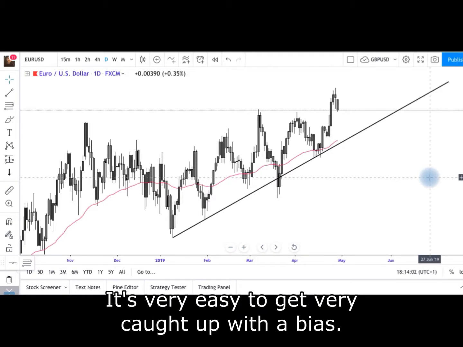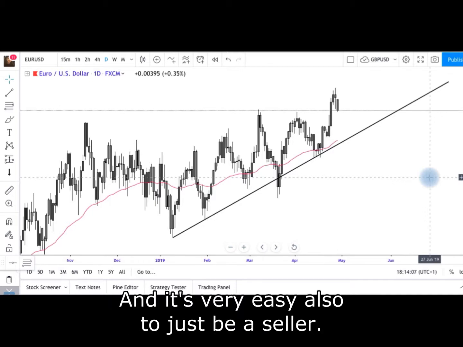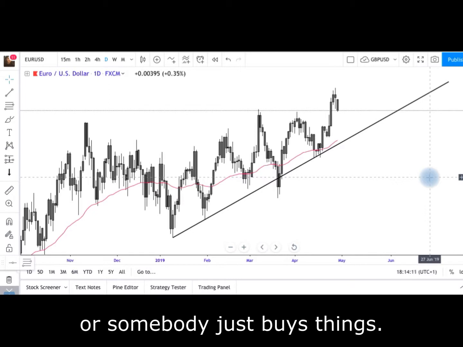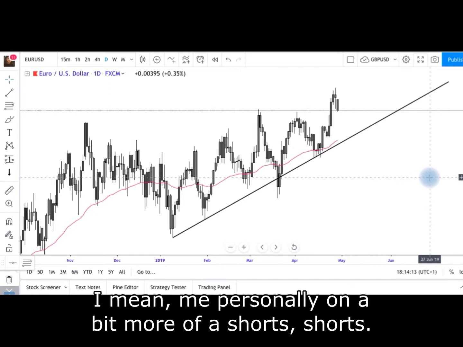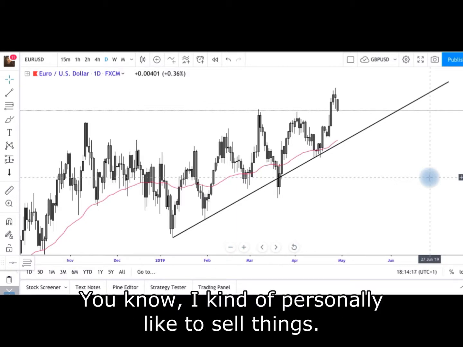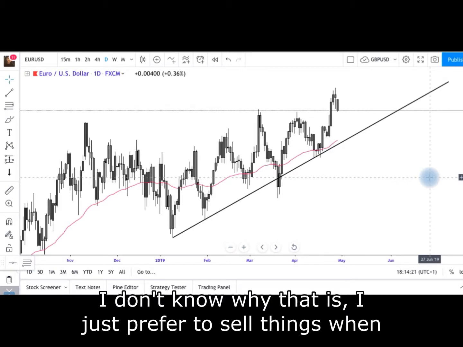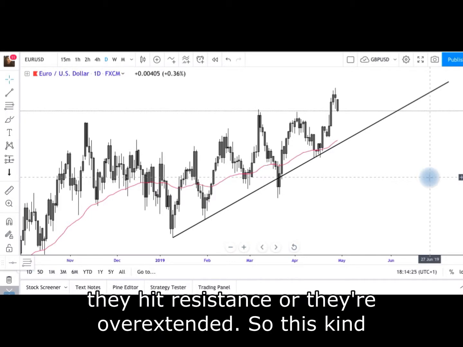It's very easy to get very caught up with a bias, and it's very easy also to just be a seller, somebody who just sells things, or somebody who just buys things. Me personally, I'm a bit more of a shorts person. I like to sell things. I prefer to place shorts as opposed to longs. I don't know why that is. I just prefer to sell things when they hit resistance or they're overextended.